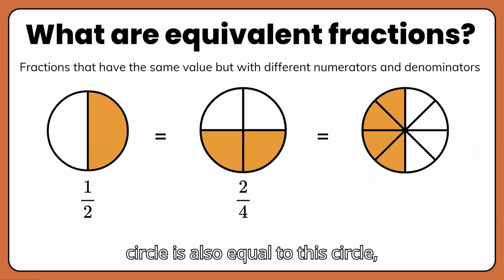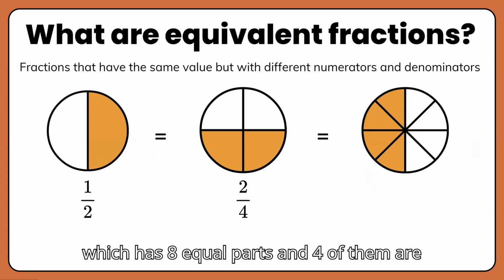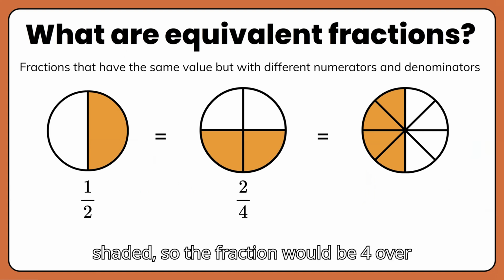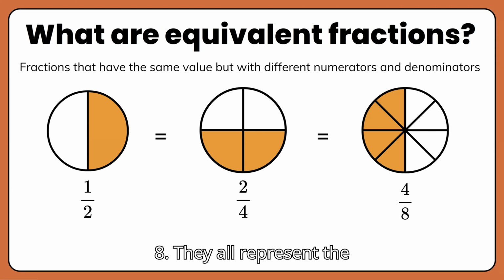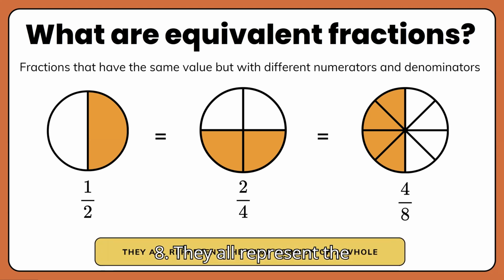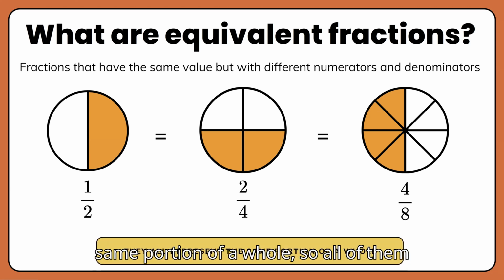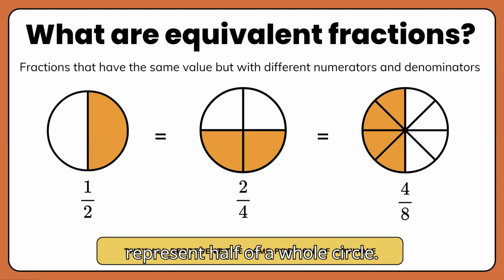And this circle is also equal to this circle, which has 8 equal parts and 4 of them are shaded. So the fraction would be 4 over 8. They all represent the same portion of a whole. So all of them represent half of a whole circle.